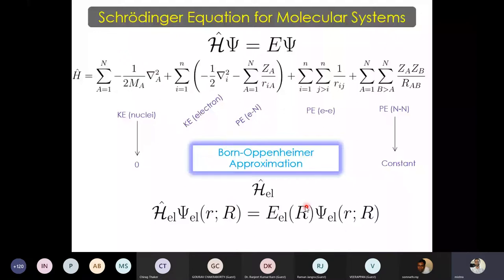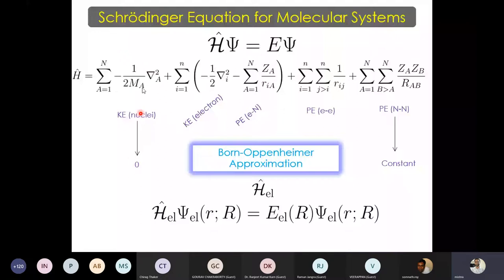So in the next part of our discussion, whenever I say that I'm trying to solve the Schrödinger equation, I'm always invoking the Born-Oppenheimer approximation, keeping the nuclei frozen for the time being, solving the electronic part of the problem, and looking at the potential energy.